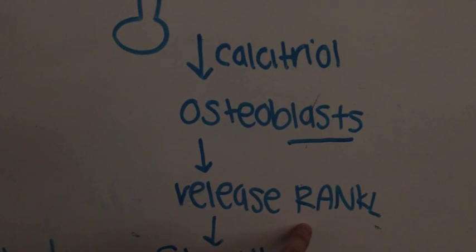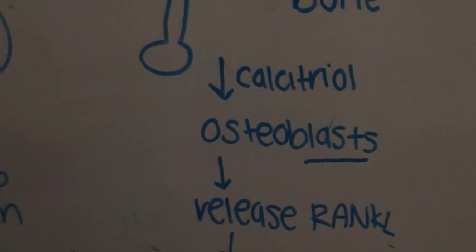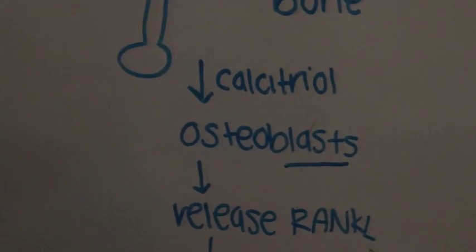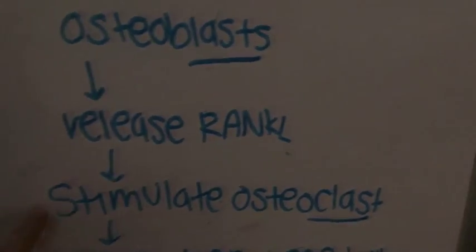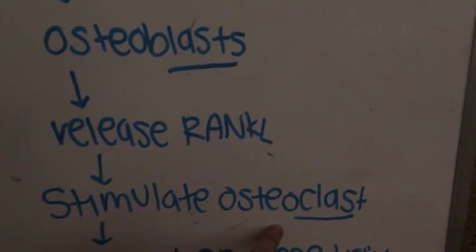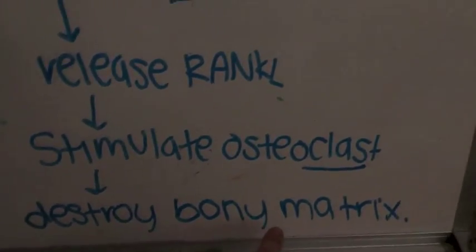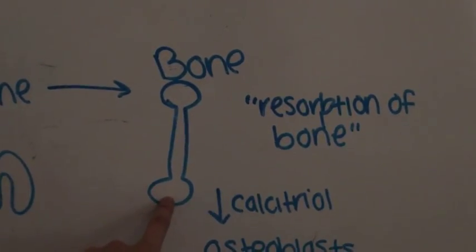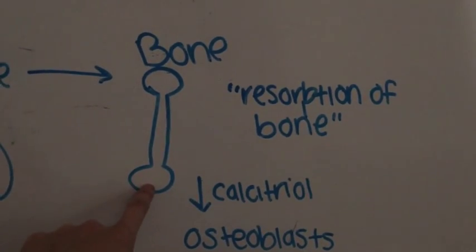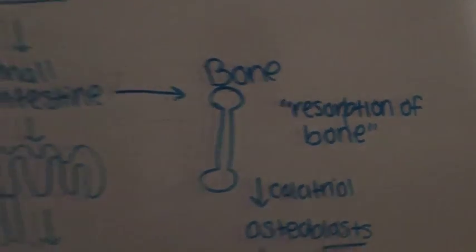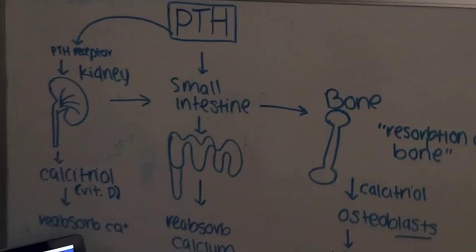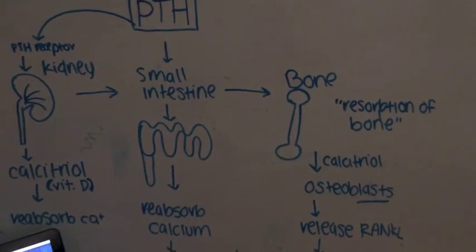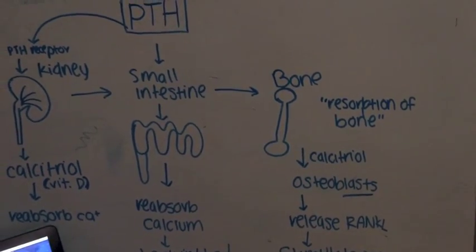RANKL regulates the overgrowth of bone. Once this is stimulated, it stimulates the work of osteoclasts. Osteoclasts are what break down bone. This will destroy the bony matrix, which will pull the calcium out of the bone, which can then be put back into the blood. These are the 3 ways blood calcium can be raised, therefore maintaining homeostasis.